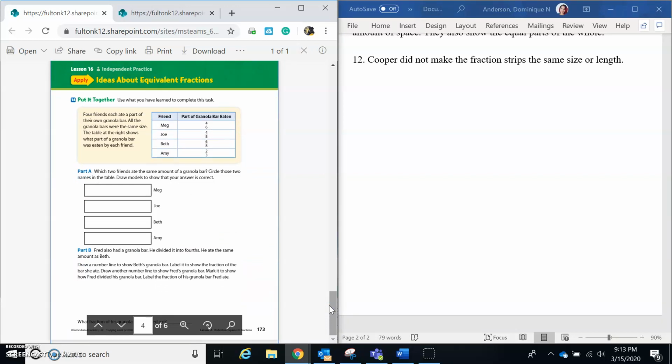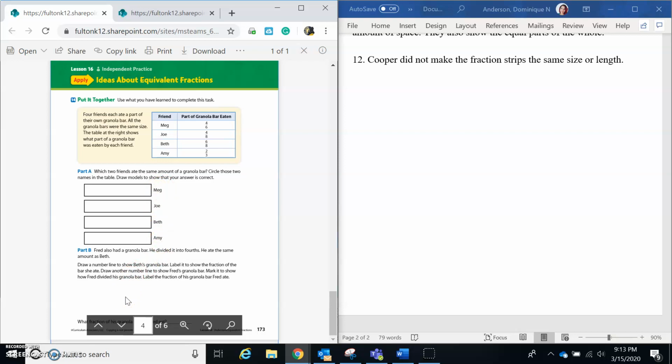It says, 4 friends each ate a part of their own granola bar. All the granola bars were the same size. The table at the right shows what part of the granola bar was eaten by each friend. So if you look here, these are your fractions. It says which 2 friends ate the same amount. Circle those 2 names in the table, draw models to show that your answer is correct. So you're going to draw the models for this and then circle the 2 friends that ate the same amount.